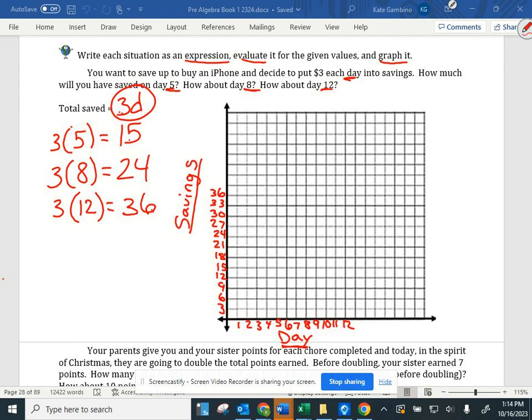Now, I actually have to graph it. So on day 5, I'm going to go up to the 15, because I have $15 on day 5. On day 8, I have $24. And on day 12, I have $36. So that is my graph of the expression 3D.